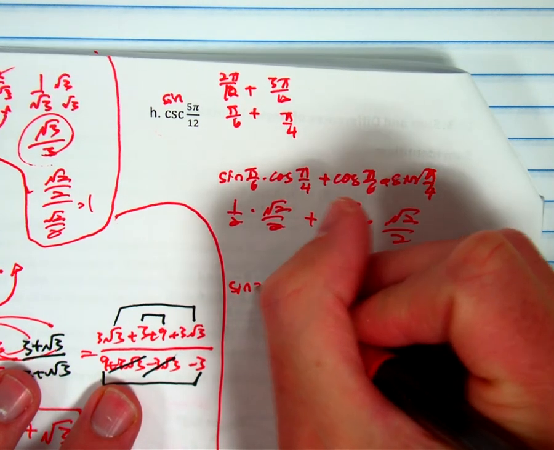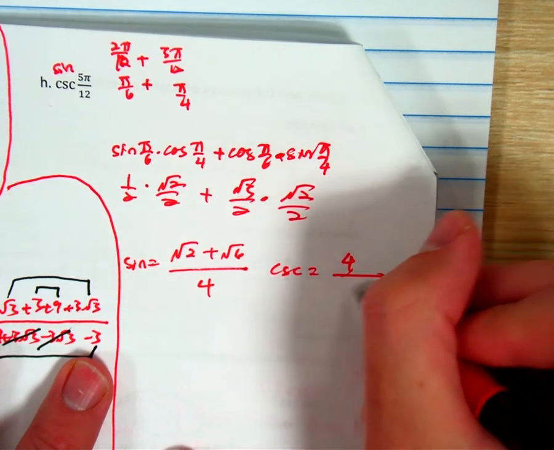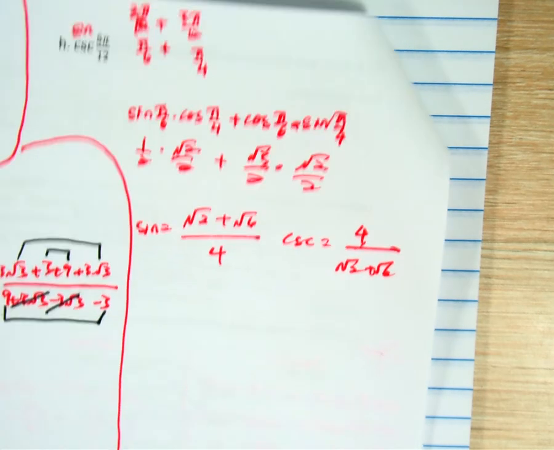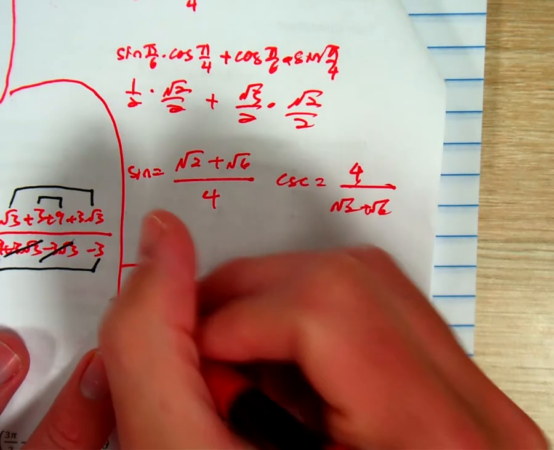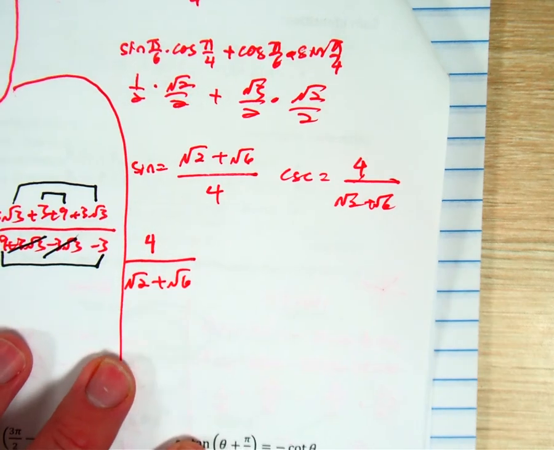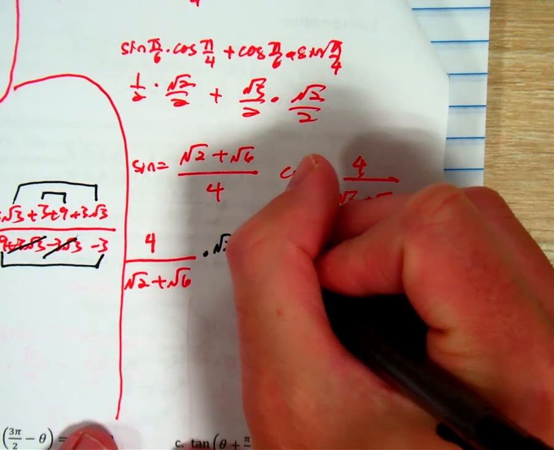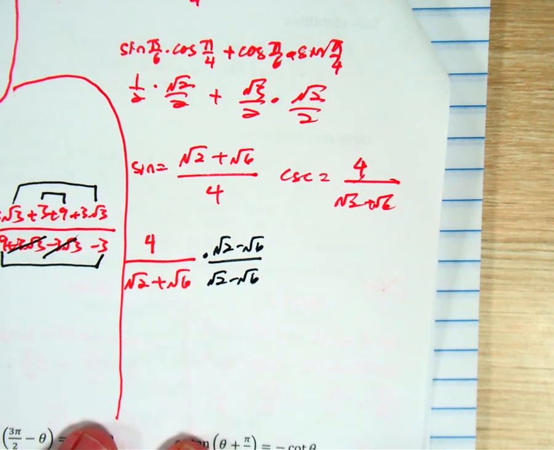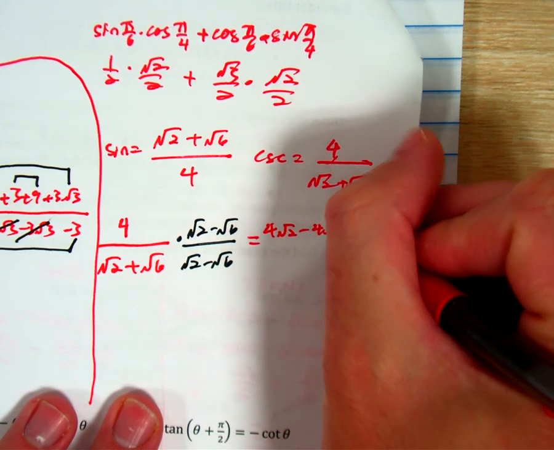This is sine. We want cosecant. So we flip it. 4 on top, radical 2 plus radical 6 on the bottom. Uh-oh. 2 radicals on the bottom. Okay? I'll write that a little bit more clearly over here. Radical 2 plus radical 6. Okay, how do I fix that? Conjugate. Okay, radical 2 minus radical 6. Okay, so the top, just 4 radical 2 minus 4 radical 6.